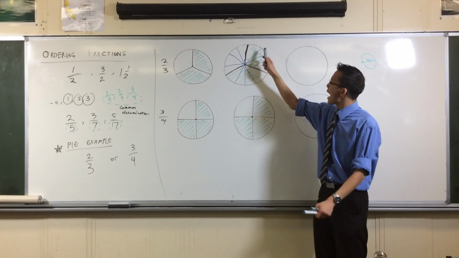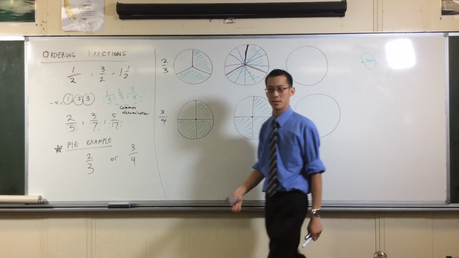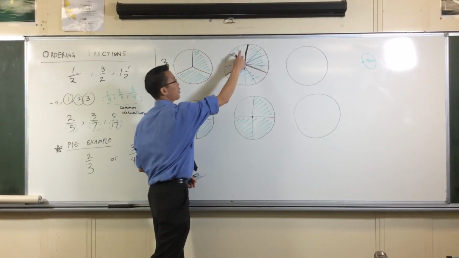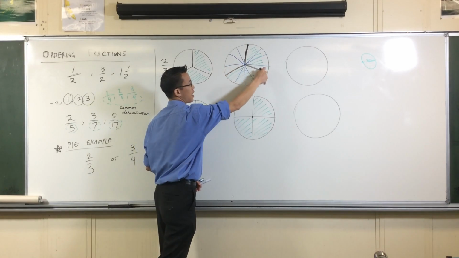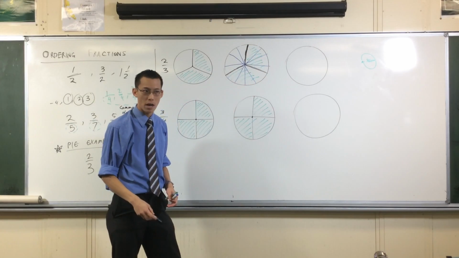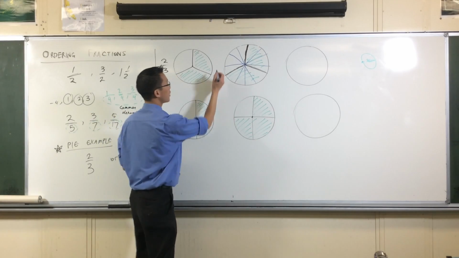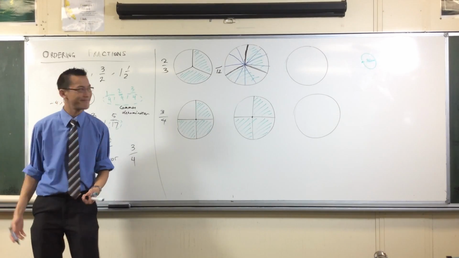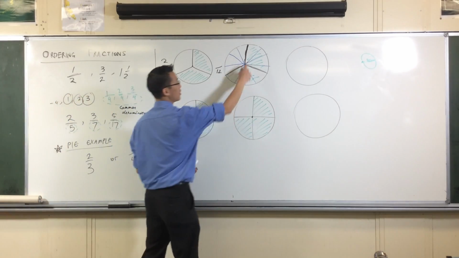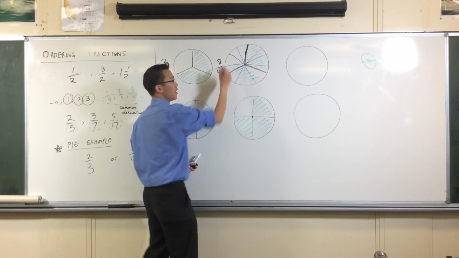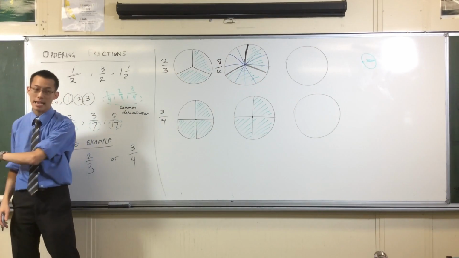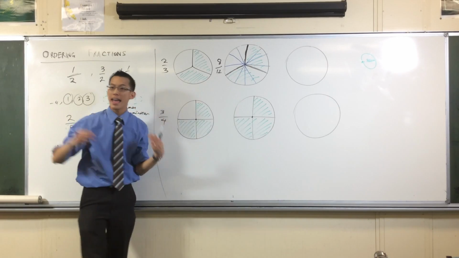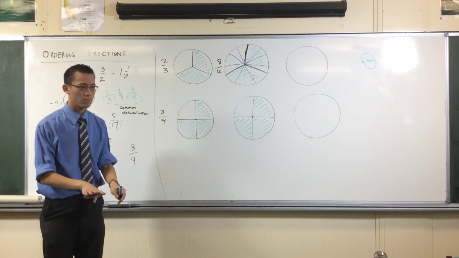Now have a look. How many sectors do I have now? Because there were 3 before and they've all been divided into 4, I've got 1, 2, 3, 4, 5, 6, 7, 8, 9, 10, 11, 12. So this one here is divided into 12. How many sections are shaded? You can count them: 1, 2, 3, 4, 5, 6, 7, 8. 8 over 12. Now remember what we looked at yesterday. What are these two in relation to each other? They are equivalent fractions. Remember that?